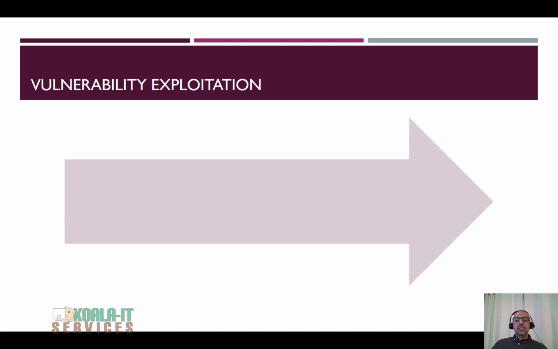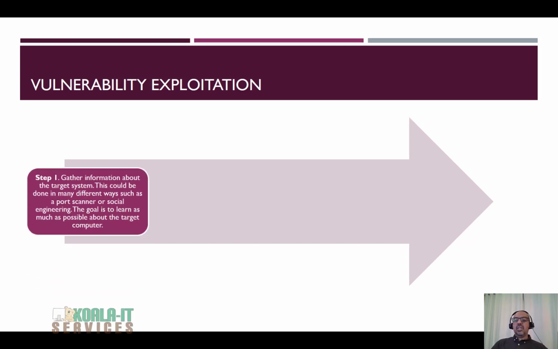Vulnerability exploitation. Exploiting vulnerabilities is another common method of infiltration. Attackers will scan computers to gain information about them. Below is a common method for exploiting vulnerabilities. Step 1. Gather information about the target system. This could be done in many different ways, such as a port scanner or social engineering. The goal is to learn as much as possible about the target computer.